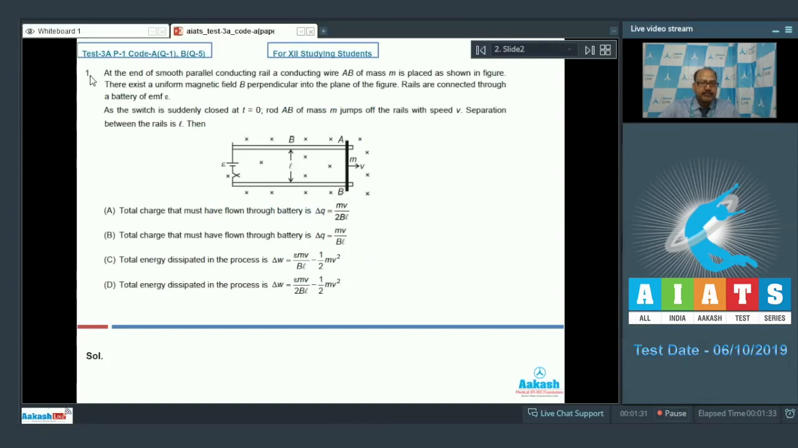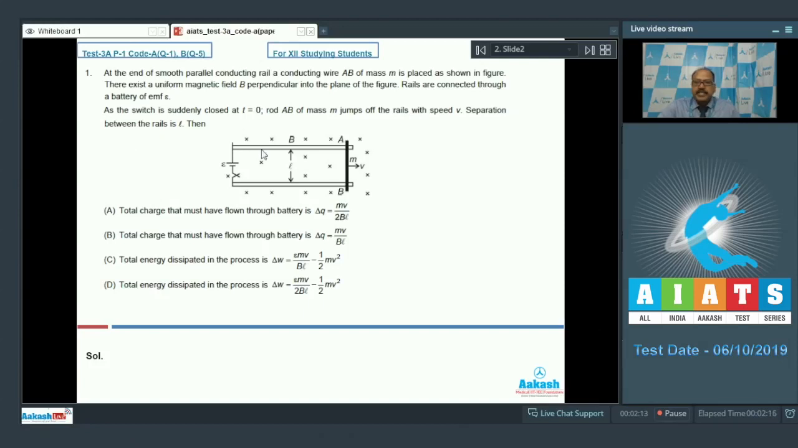Question 1 says, at the end of a smooth parallel conducting rail, a conducting wire AB of mass m is placed as shown in the figure. There exists a uniform magnetic field B perpendicular into the plane of the figure. Rails are connected through a battery of EMF E. As a switch is suddenly closed at t equal to 0, rod AB of mass m jumps off the rails with speed v. Separation between the rails is L.